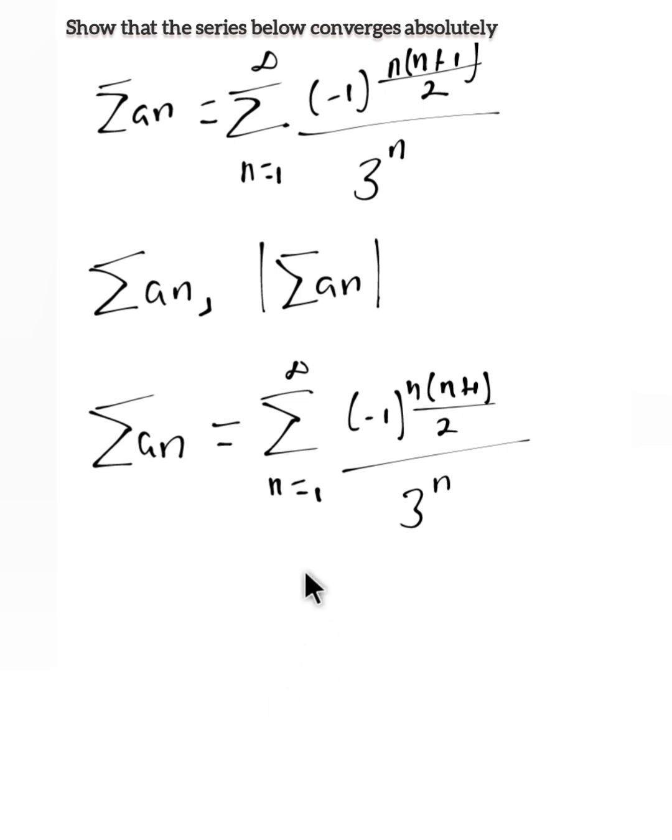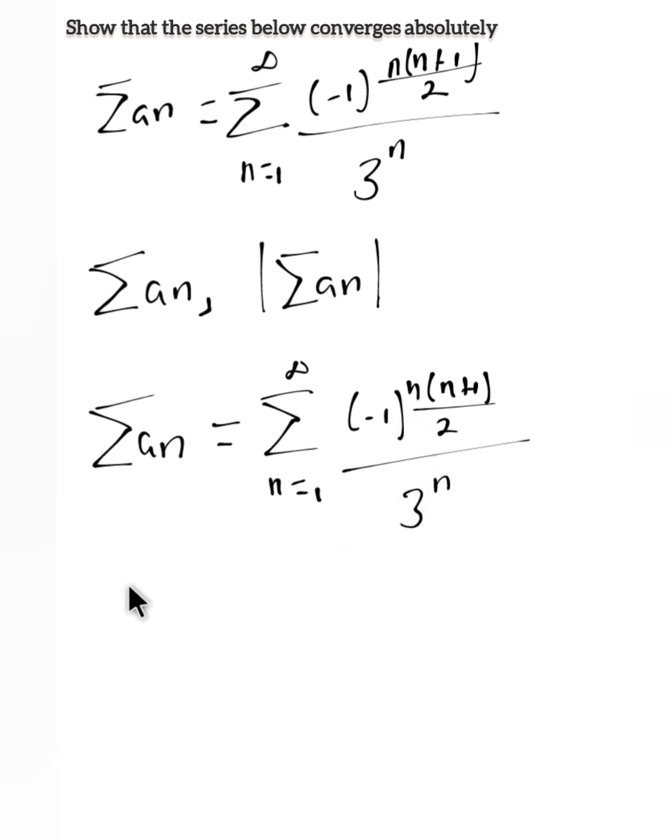If you take a careful study of this series, you observe that this is an alternating series because of this minus 1 that is raised to the power of n. It means that its sign will alternate. If the first sign is positive, the next will be negative, the next will be positive, and so on and so forth. So this is an alternating series. And to test whether this series is convergent or divergent, we need to use the alternating series test.